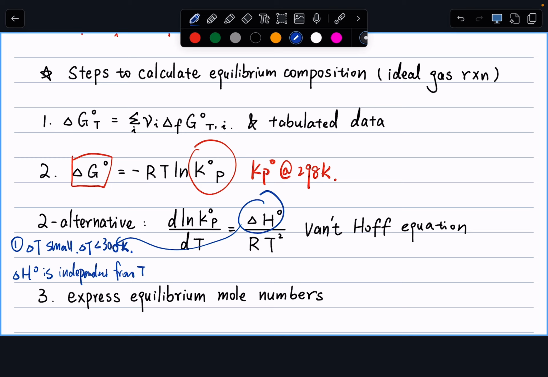And in here, because delta T is small, we assume delta H is constant. If you look at your chapter-end problem, sometimes the textbook problem will say, do the calculation, let's say calculate the equilibrium constant at 398 Kelvin. State any approximation you're making in that process, and that's the approximation you want to write out.